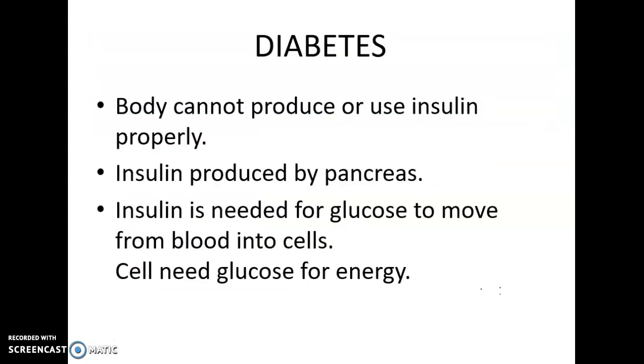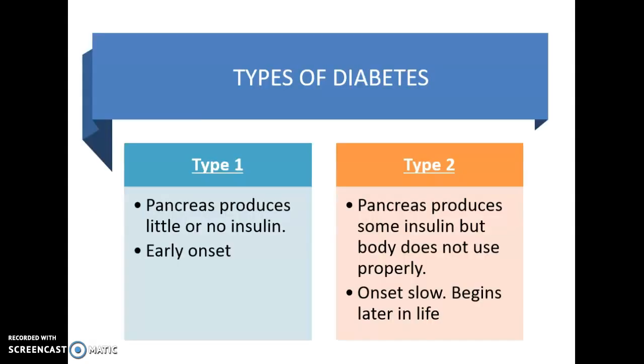Diabetes means the body cannot produce or use insulin properly. Insulin is produced by the pancreas. Insulin is needed for glucose to move from blood into the cells, and the cells need glucose for energy. We have type 1 diabetes and type 2.